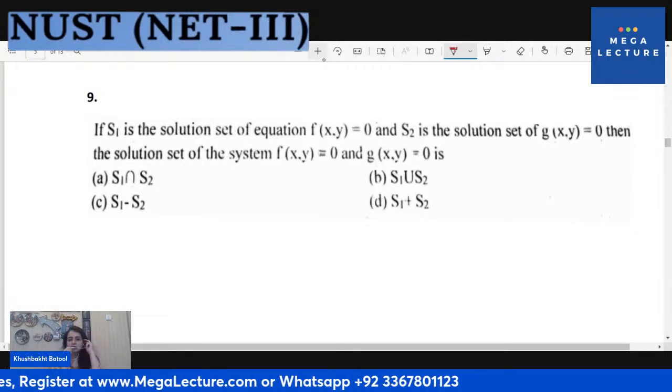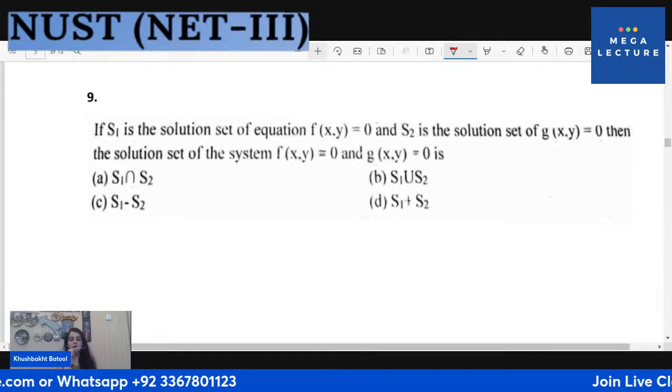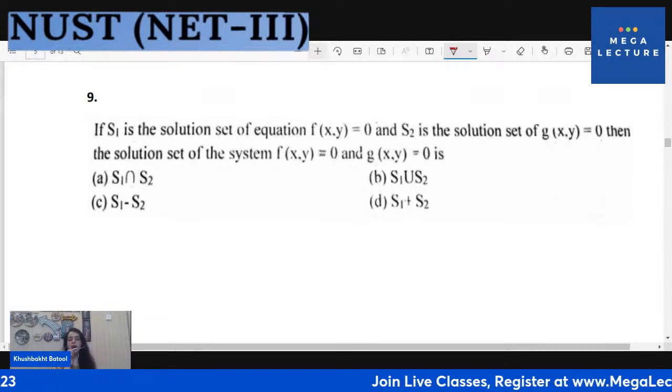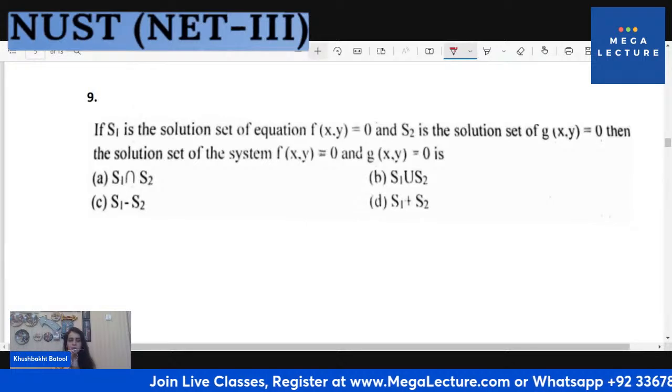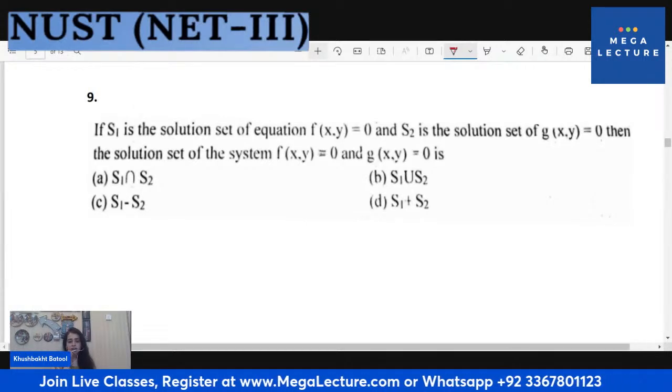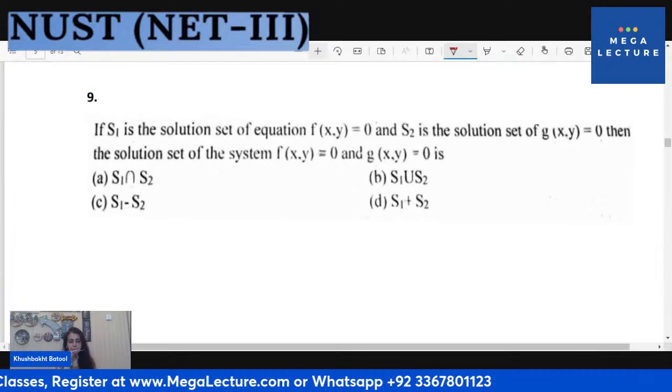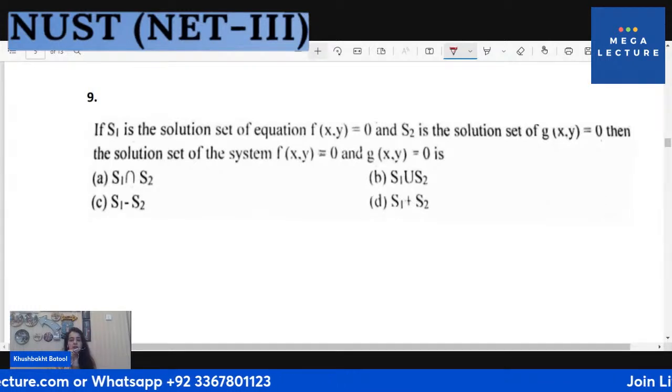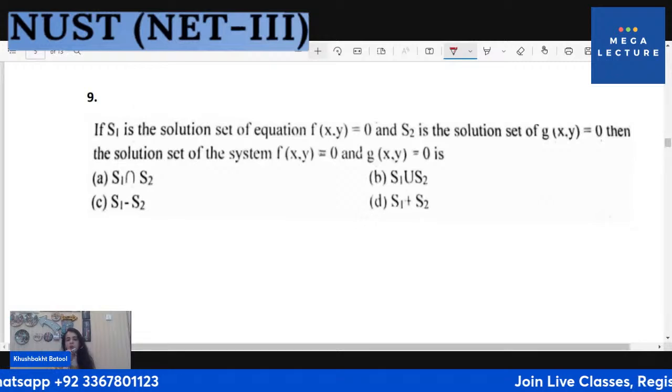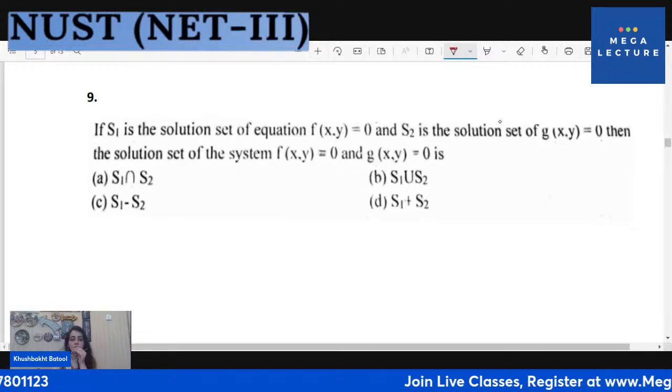Okay, now it says if S1 is the solution set of equation f of x y equals 0 and S2 is the solution set of g of x y equals 0, then the solution set of the system f of x y equals 0 and g of x y equals 0 is what? Okay, now it is an important question.